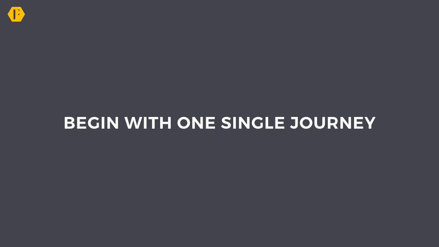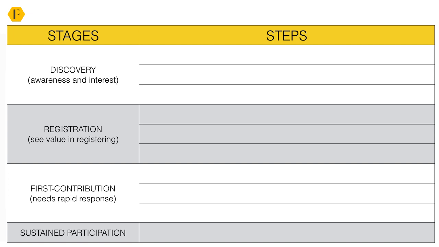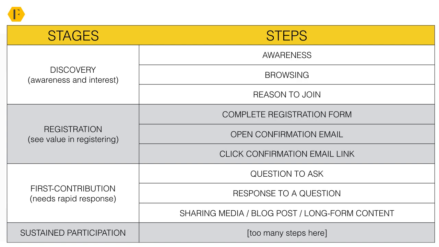We can separate this into two areas: people that are just getting started and people that have already been in the community for a while. A typical journey, if you're just getting started in a community, tends to look like this. You have the discovery phase, the registration phase, the first contribution, and then some sort of sustained participation that might involve gamification, MVP, and all those right things. And within each of these, you have really clear steps. First, they become aware of the community, they browse it, have reason to join, they go through the registration process, they ask their first question, they get a response, etc.